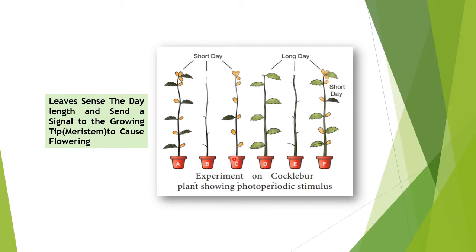Now you are shifting them to long day conditions. Under long day conditions, this Xanthium will not produce flowers. If you defoliate it, it will not produce flowers. Now what you do is give the first short day exposure to one leaf and then subject the plant to long day conditions. Because of this one leaf, it has perceived the stimulus and it will produce flowering. So leaves sense the day length and send a signal to the growing tip meristem to cause flowering. The stimulus is perceived by the leaf and it goes to the tip and then it results in flowering.